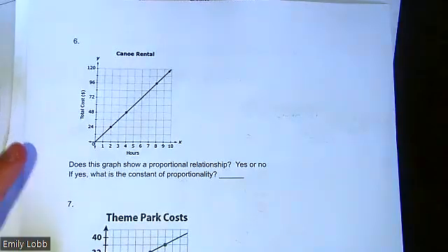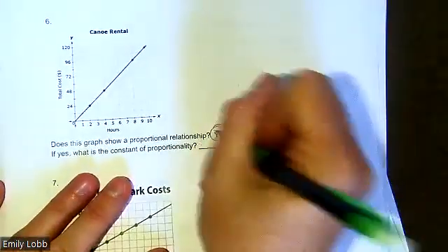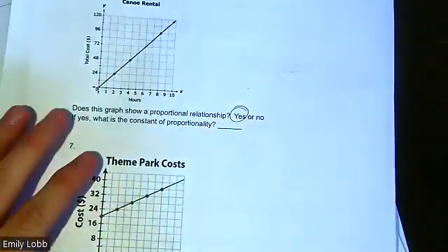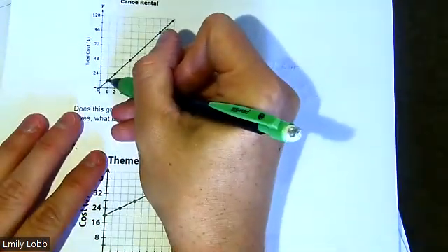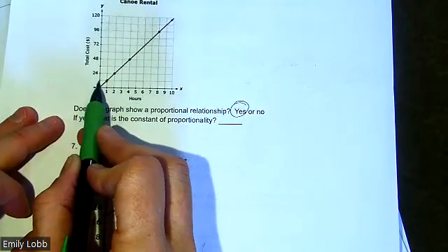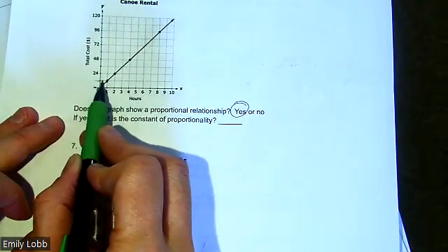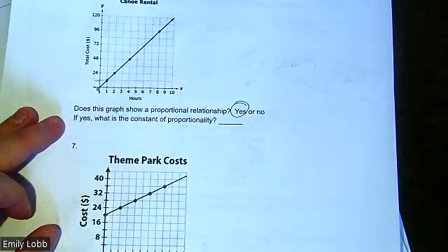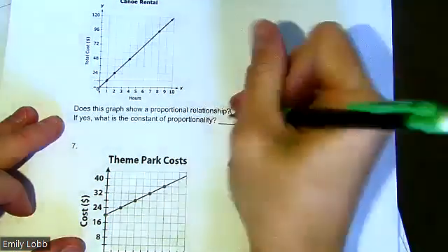Number 6, does this graph show a proportional relationship? Absolutely. If yes, what is the constant of proportionality? So remember right here at the point 1, what does y equal when x equals 1? 12.